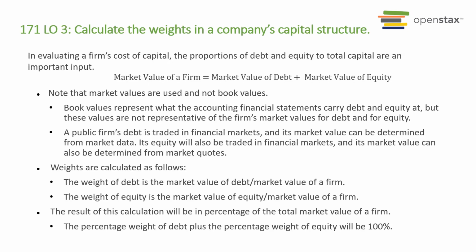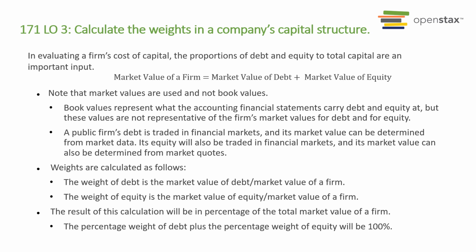In evaluating a firm's cost of capital, the proportions of debt and equity to total capital are an important input. The market value of the firm is equal to the market value of the debt plus the market value of the equity. Note that market values are used and not book values. Book values represent what the accounting financial statements carry debt and equity at, but these values are not representative of the firm's market values for debt and for equity. A public firm's debt is traded in financial markets, and its market value can be determined from market data. Its equity will also be traded in financial markets, and its market value can also be determined from market quotes.